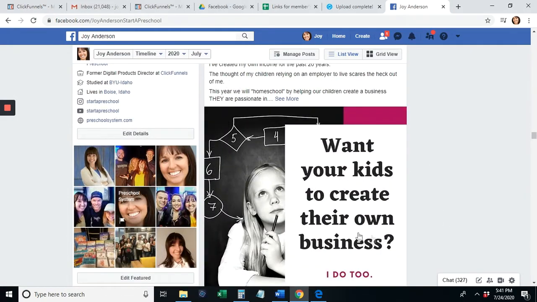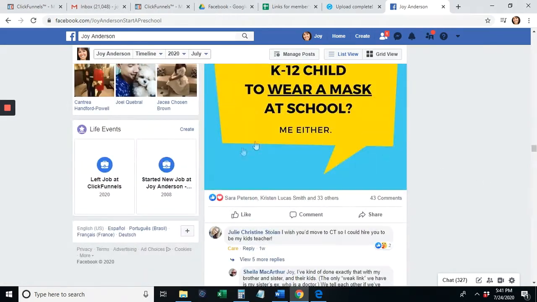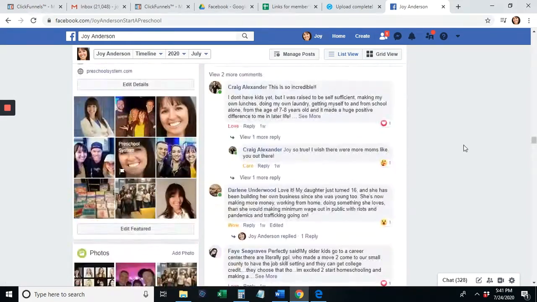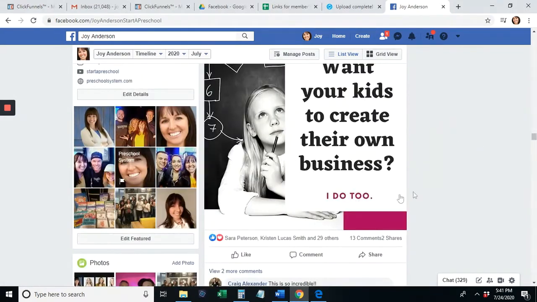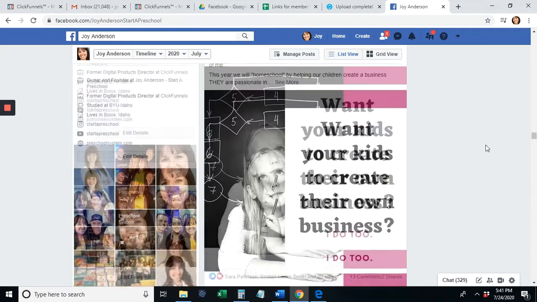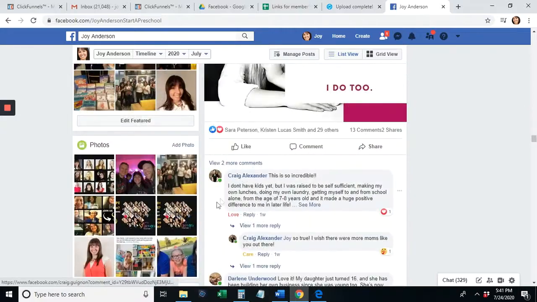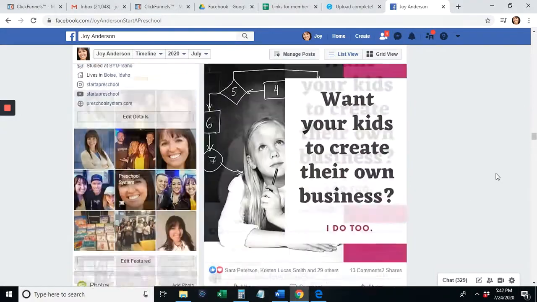So want your kids to create their own business? I do too. Again, I was going with the same kind of concept because this one hit. This one did really well. So I was like, do something similar to this, right? I created another infographic here. I was like, yeah, I also want my kids to do that, right? So I'm calling out people that are like me. And people are like, yeah, I get that. And they're making a lot of comments, right?